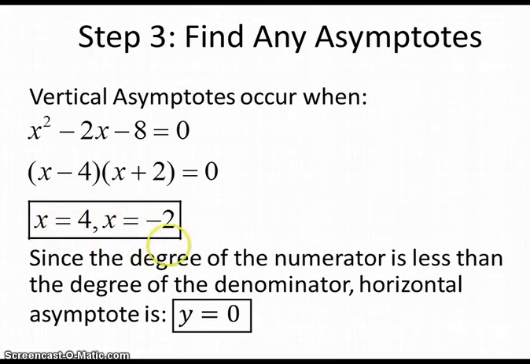So for the horizontal asymptote, we just have to go to the rules for that. It just says since the degree of the numerator is less than the degree of the denominator, we're talking about the polynomial in the numerator and the polynomial in the denominator. The degree of our numerator was 1 and the degree of our denominator was 2. That automatically means the horizontal asymptote is the x-axis or the line y equals 0. So let's go ahead and draw in our asymptotes in our graph, and that will get us to the next step.